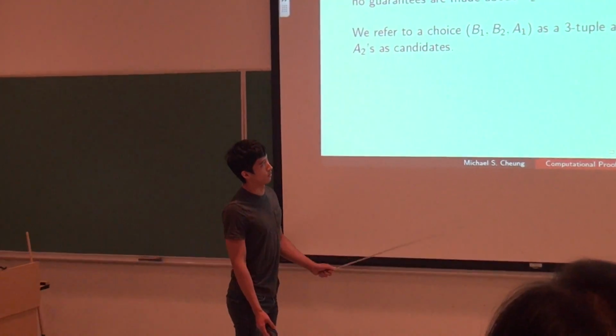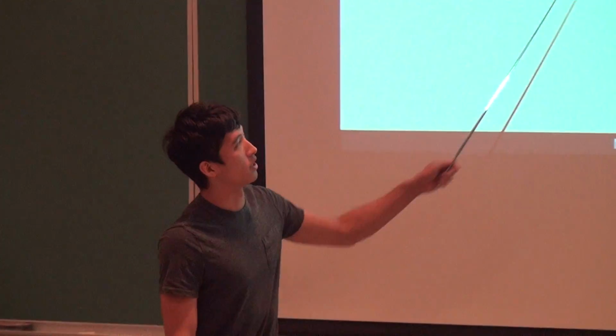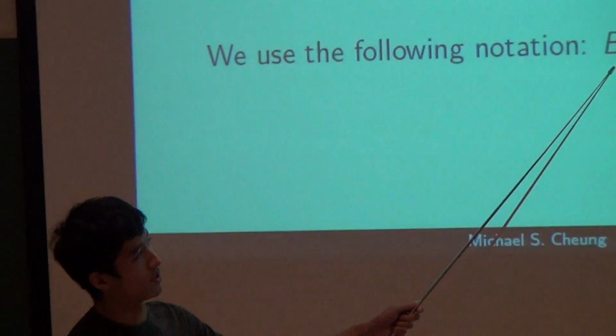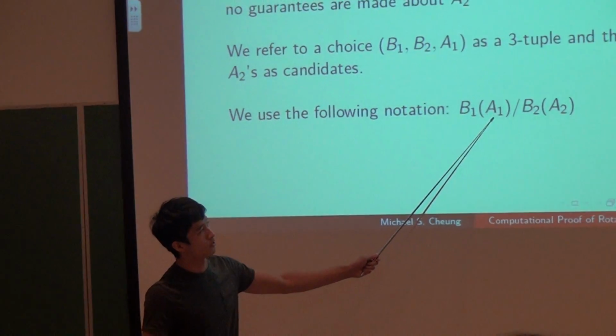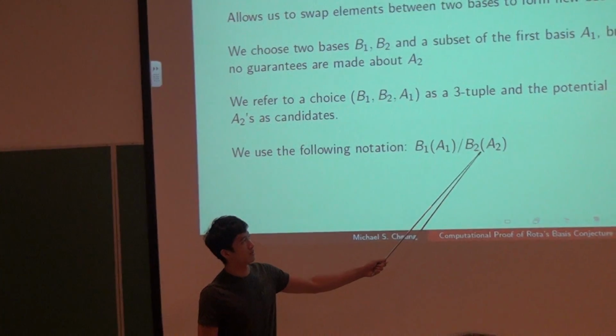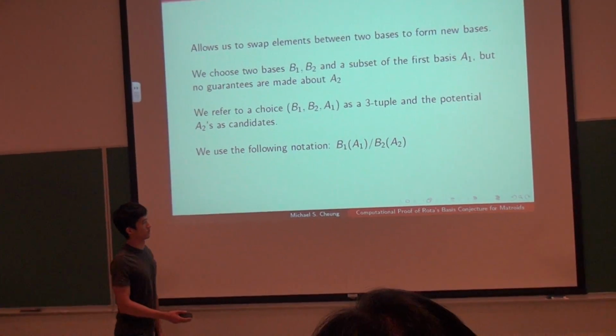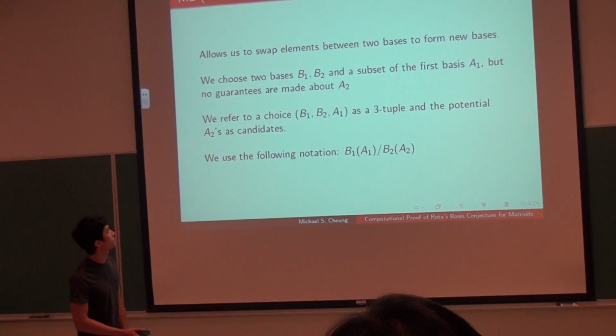So we refer to a choice of two bases and the subset of the first basis just generically as a 3-tuple, and the potential subsets of the second basis to swap it with as candidates. And so we're going to use this following notation. This is just saying from the first basis, choose a subset and swap it with some subset of the second basis and form two new bases, or potentially bases that already exist, or that you already know exist.